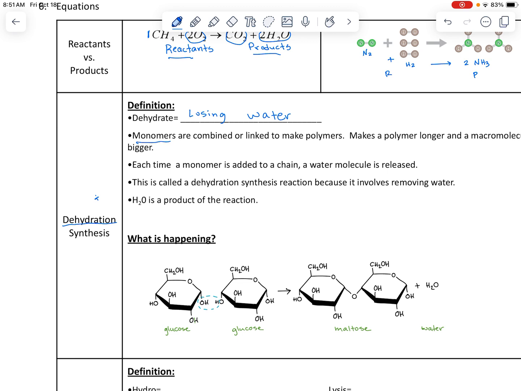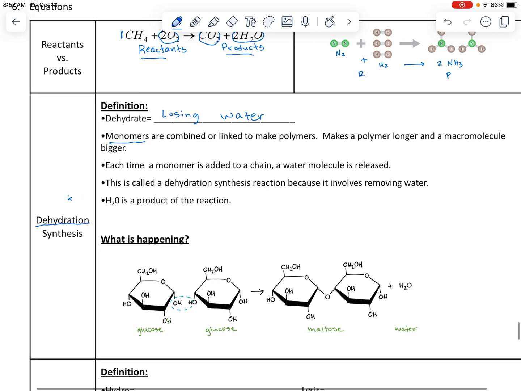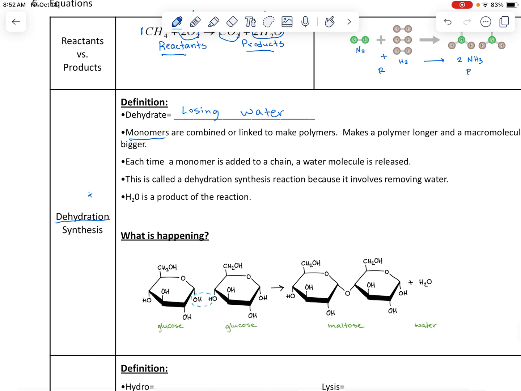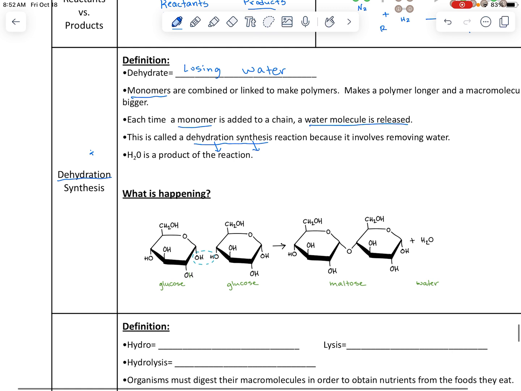So monomers are combined or linked to make polymers. We've already talked about polymers and then eventually the macromolecule. But every time a monomer is added, a water molecule is released in that reaction because there has to be a place for it to bond. That whole process is called dehydration synthesis. Dehydration means removing water, synthesis means to build. H2O is a product in this reaction.